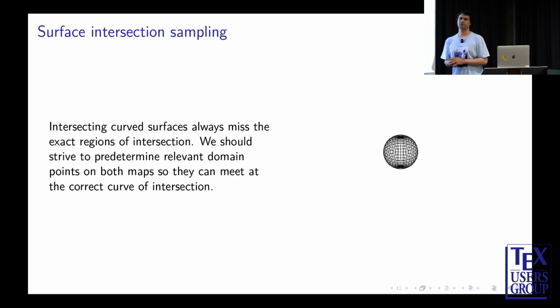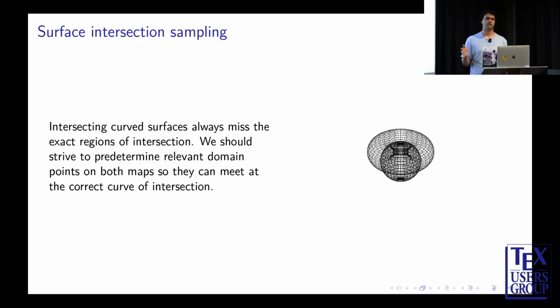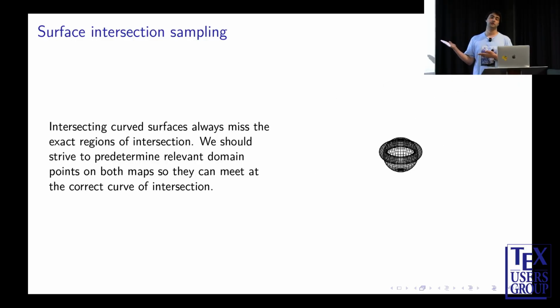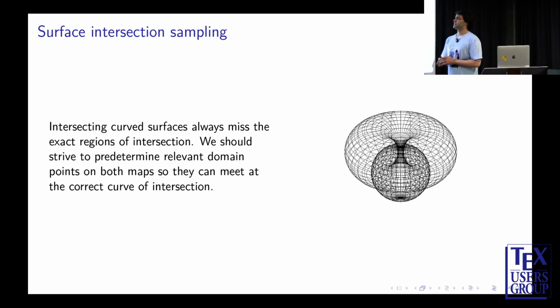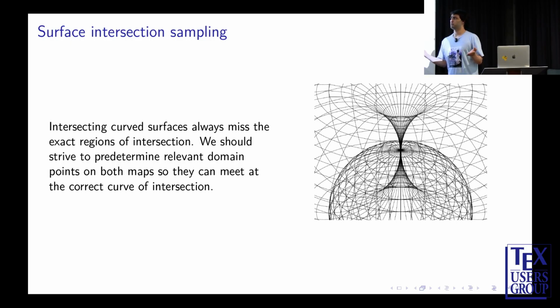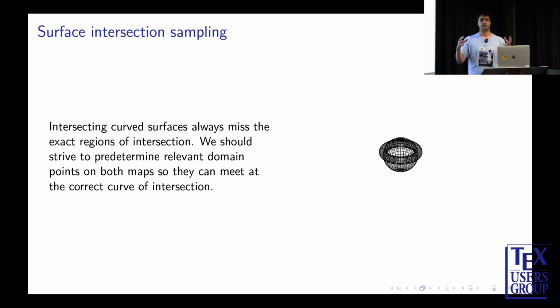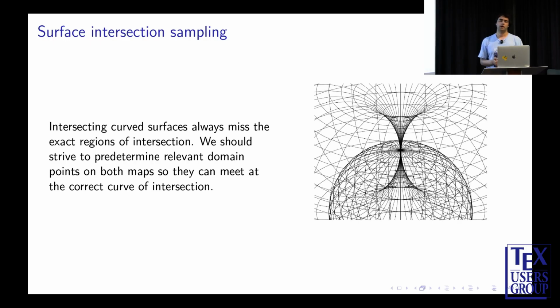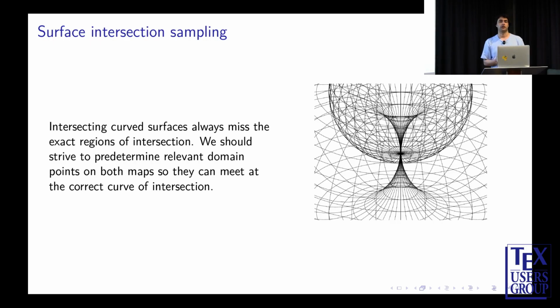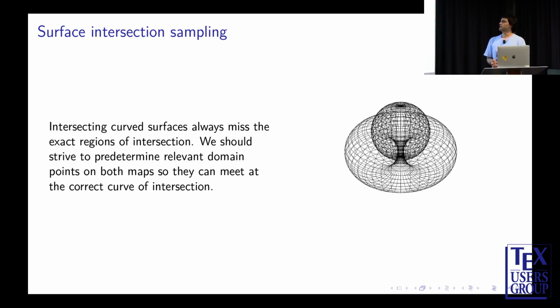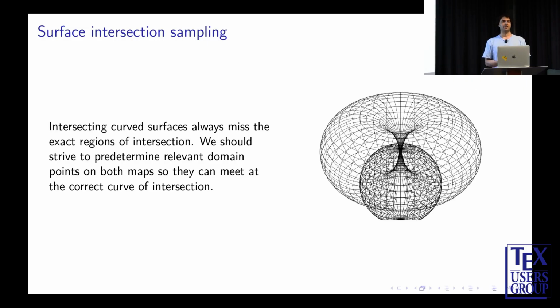So, this slide gets into a bit of a more esoteric issue in sampling theory. I debated whether or not I should add it, but the animation was cool, so I did. Intersecting curved surfaces almost always miss the exact regions of intersection. When we essentially tessellate, say, two spheres, and we intersect them, the result is not actually their intersection, but an approximation of it based on the tessellation. I was actually talking to Charles about this this morning, and apparently this is a well-known problem in computer graphics.